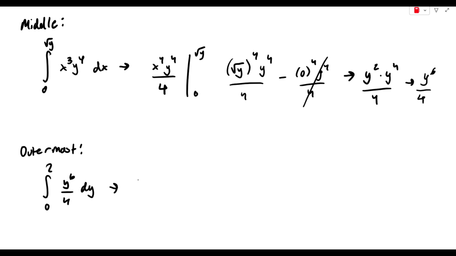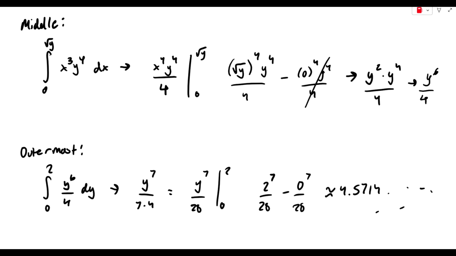Finally, the last integral, which is the outermost integral, we will use the last differential. So the outermost integral is the integral from 0 to 2 of what we just got, y to the sixth over 4 dy. This is pretty simple. It only has one variable, and it's like the easiest of the single variable calc integrals you get. After that's evaluated, we get our answer, which is 4.57142. You get the point.